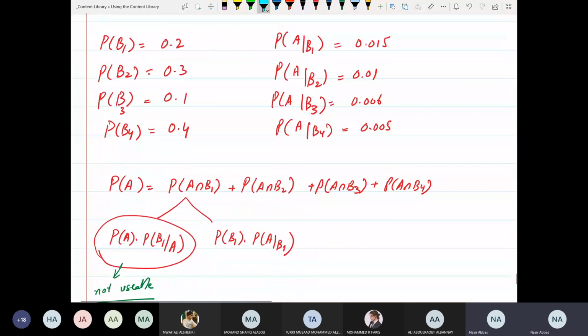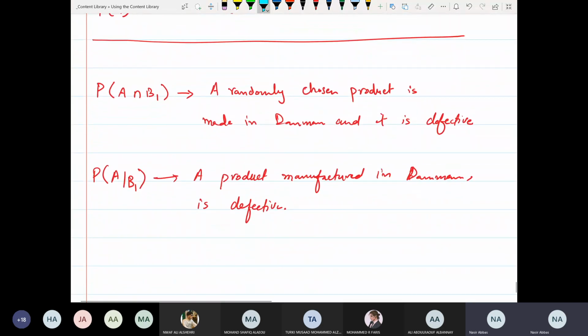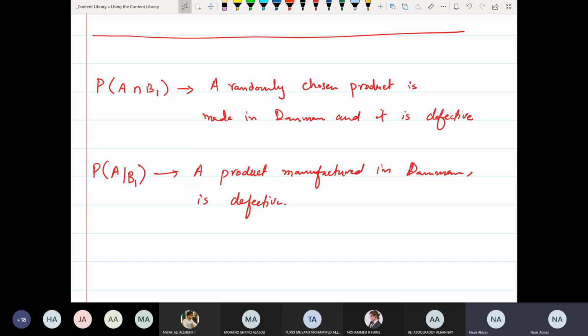I tried to explain this with reference to this statement, in which I wrote 2 different wordings. One wording is: a randomly chosen product is made in the MOM and it is defective. This is the probability of A intersection B1. You choose a random product and you don't know from which plant it is, and you're trying to find the probability that, number 1, it is from the MOM and also it is defective. That's the probability of A intersection B1.